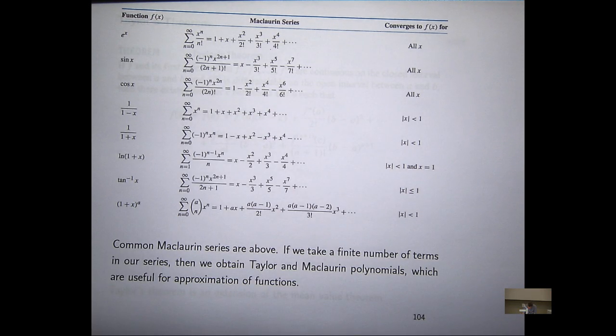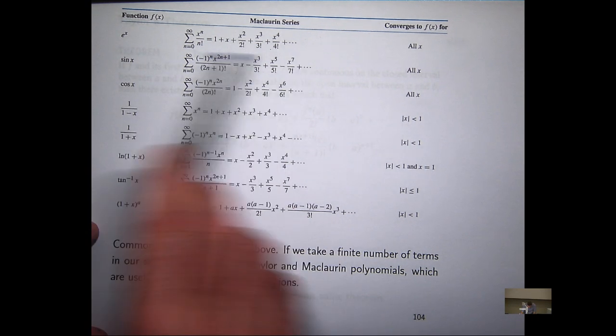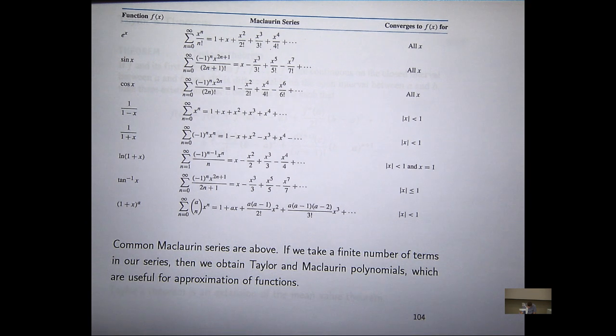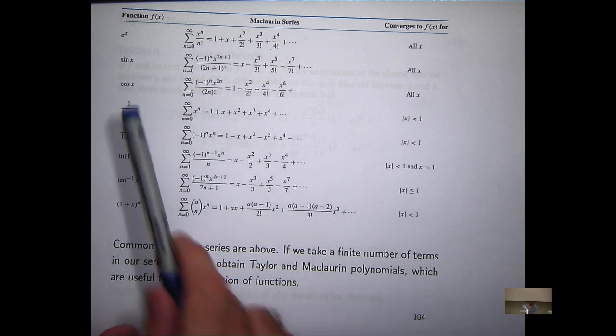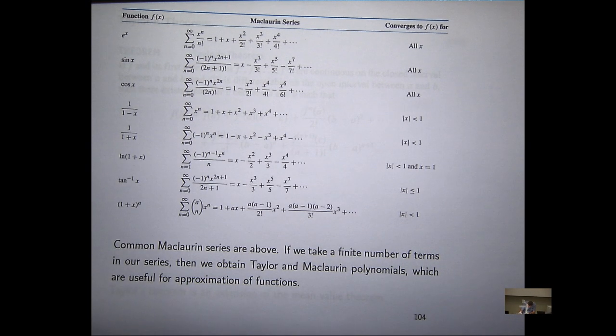Now you don't have to remember all of these. If you know some of them, you can work out the other ones. So if I know, for example, the series for sine x, how can I get the series for cosine x? Anyone know? Differentiate. If I know the series for 1 on 1 minus x, how would I get the series for 1 on 1 plus x?